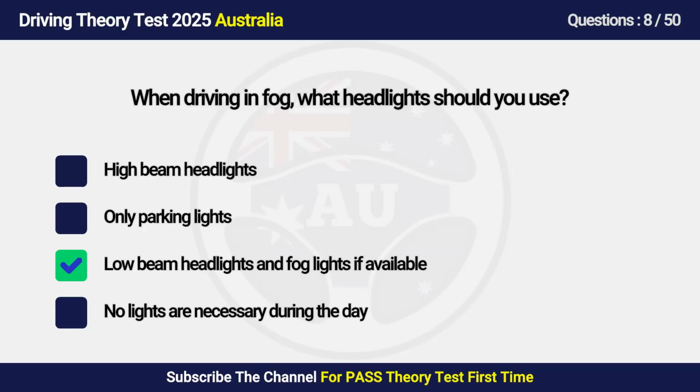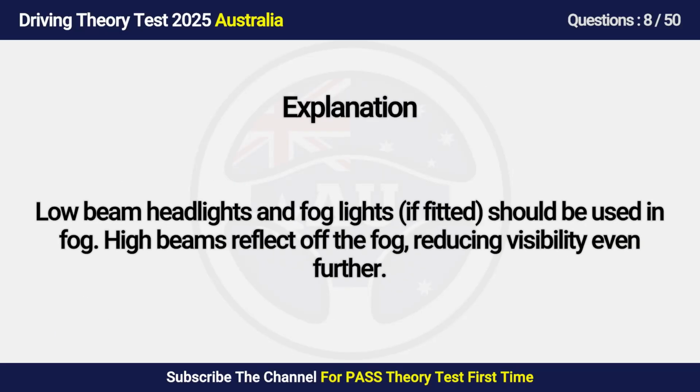Answer is C. Low beam headlights and fog lights if available. Low beam headlights and fog lights, if fitted, should be used in fog. High beams reflect off the fog, reducing visibility even further.